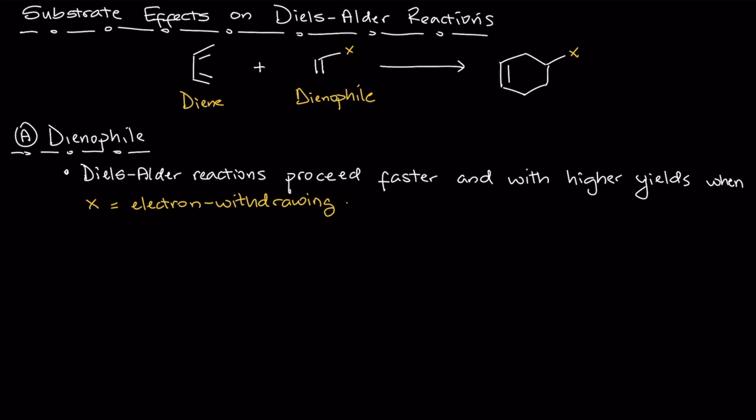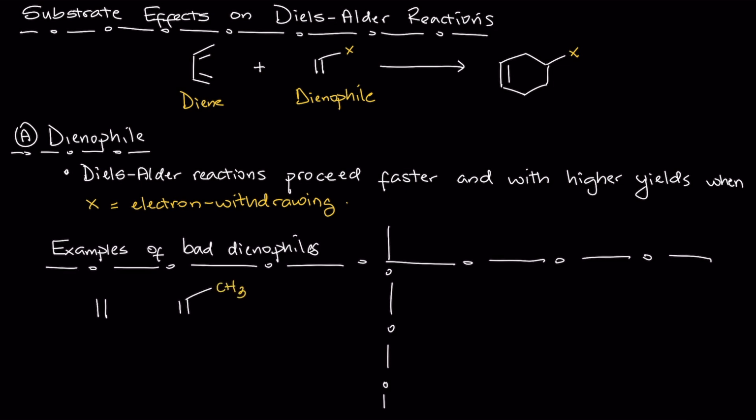I'm going to first give you an example of bad X groups, which makes it a terrible dienophile. And then I'll give you another set of examples of good X groups, which makes the dienophile really good for Diels-Alder reactions. So here are some examples of bad dienophiles. We see that in the first molecule, X is basically a hydrogen, and in the second molecule, X is a CH3 group. And none of these are electron withdrawing groups.